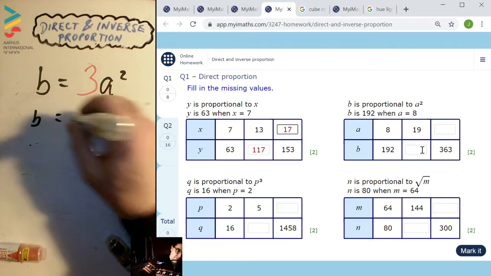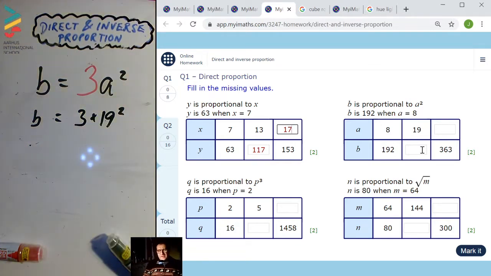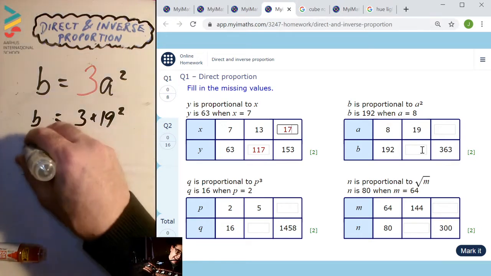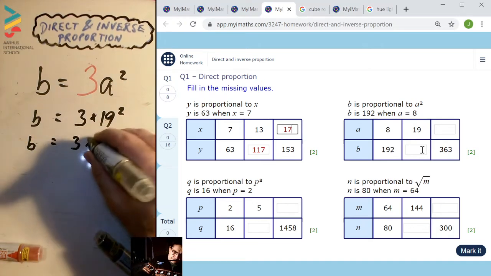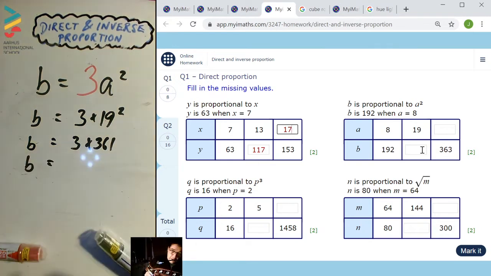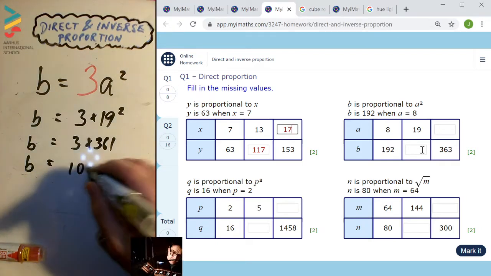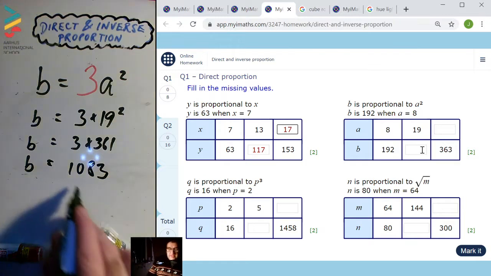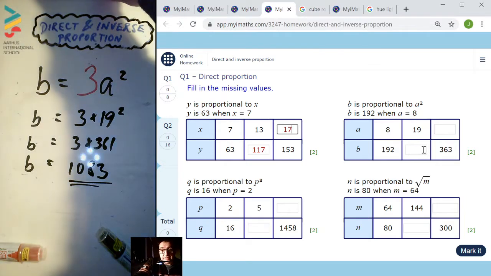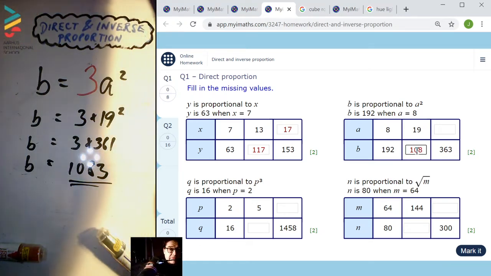So b equals 3 times 19 squared. 19 squared is 19 times 19, which is 361, I hope. So b equals 3 times 361, which is, gosh, this is testing my mental arithmetic late at night. 1083, I hope. So I'll just fill that in on the table. 1083.